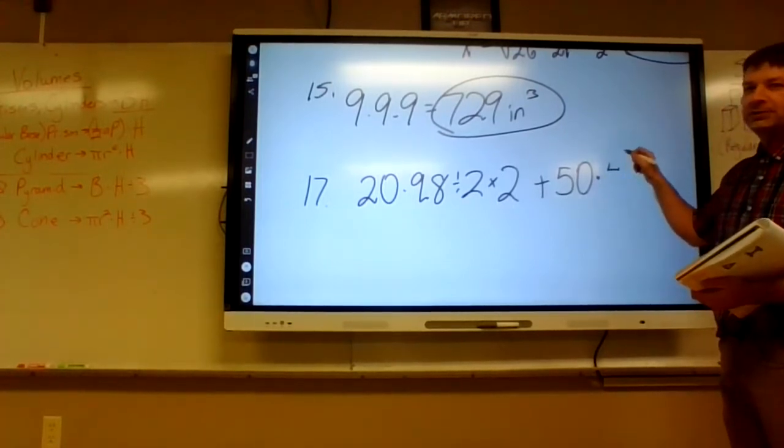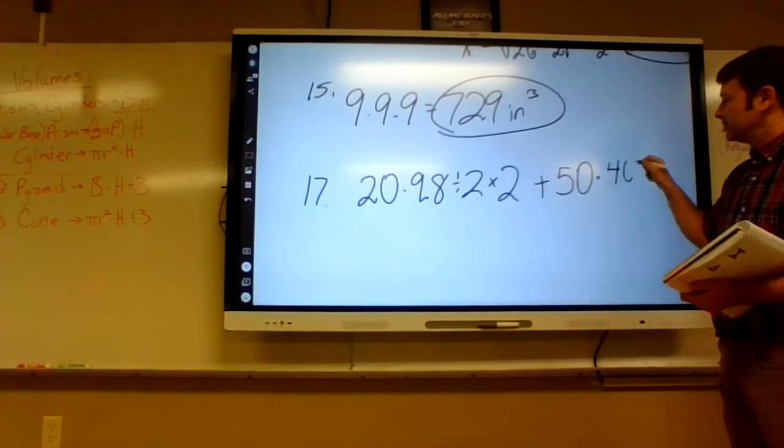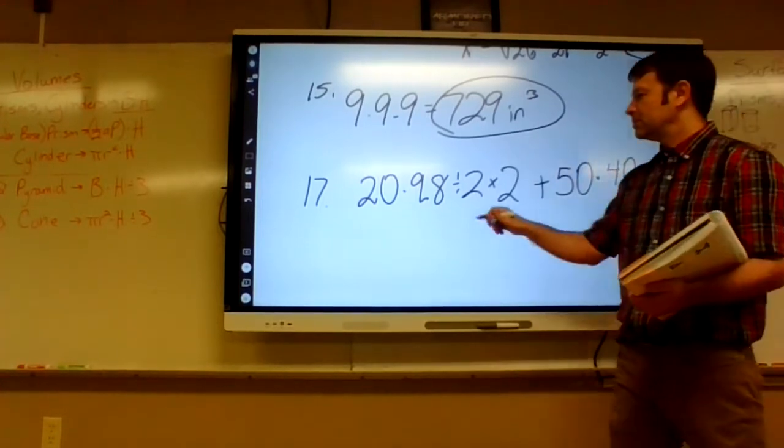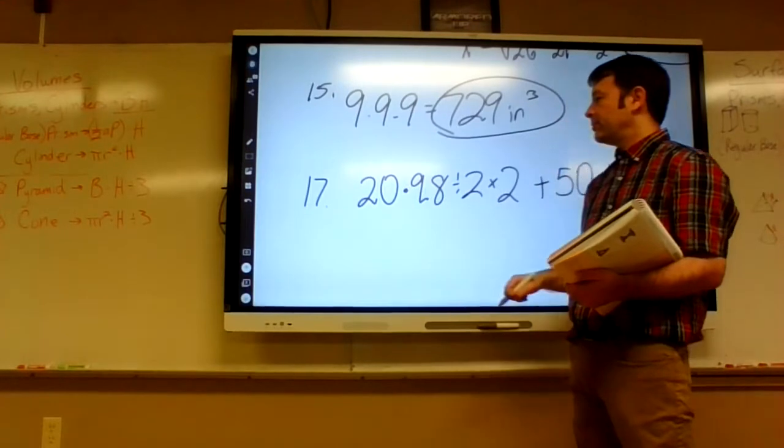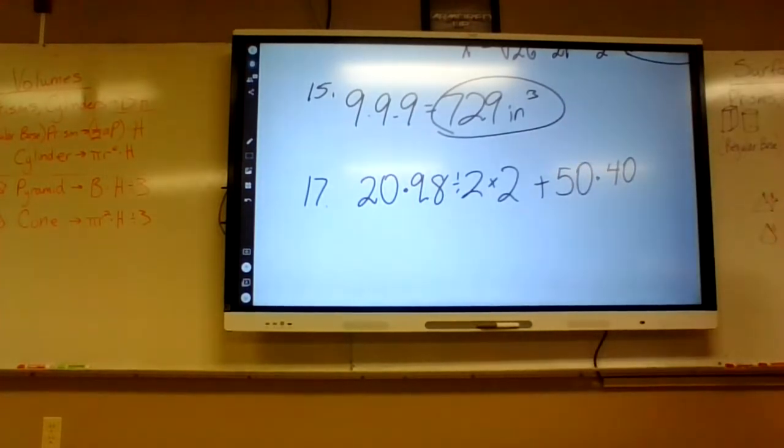What's the height of the prism? Anybody paying attention? 40. Sorry. 40. So that will give you the surface area for 17. Area of 2 triangular bases plus perimeter times height for the lateral area.